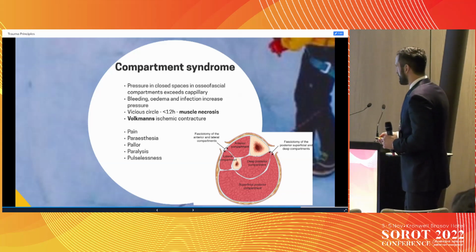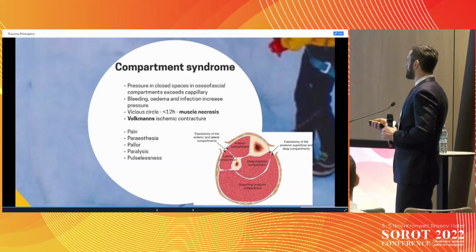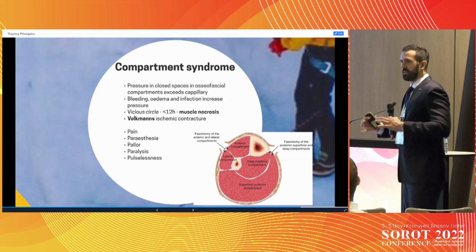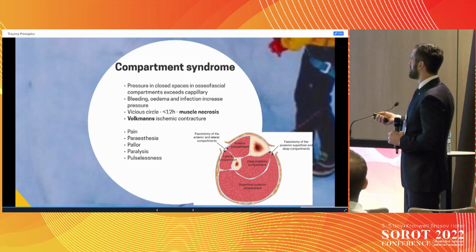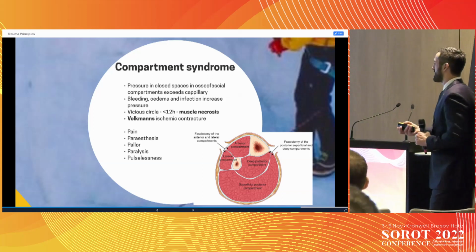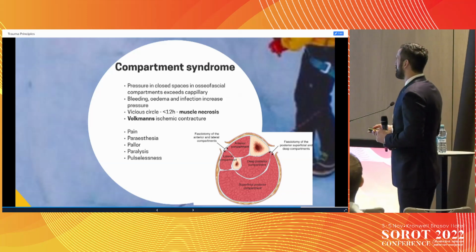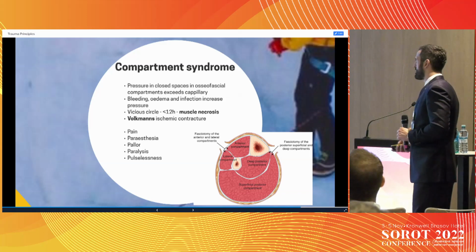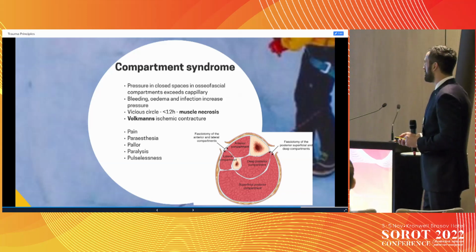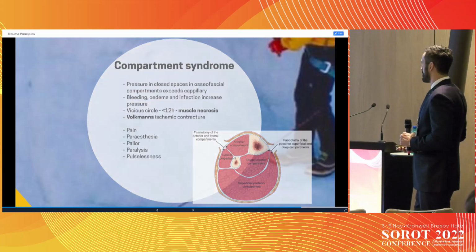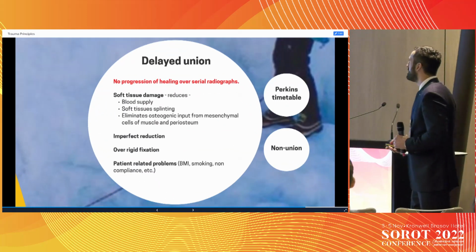So we all know what causes compartment syndrome. It's the pressure in closed spaces, in osteofascial compartments, that exceeds capillary pressure. So muscle necrosis can actually happen in less than 6 hours, and Volkmann's ischemic contracture can occur.